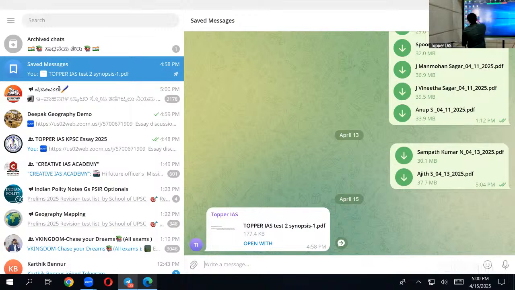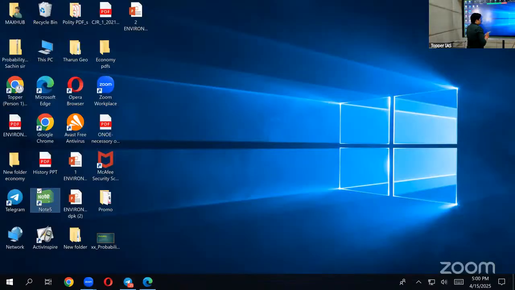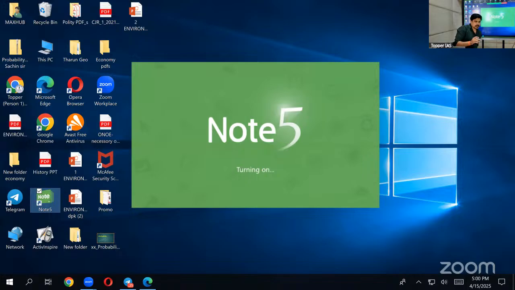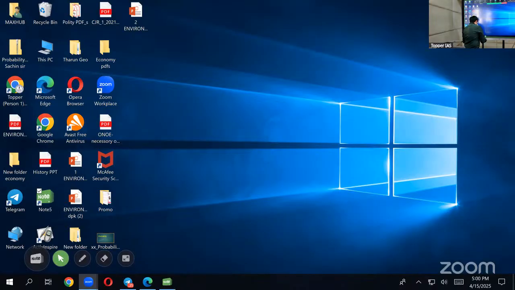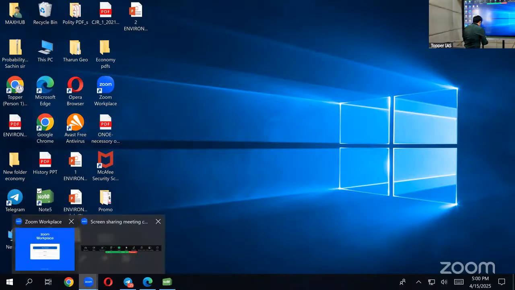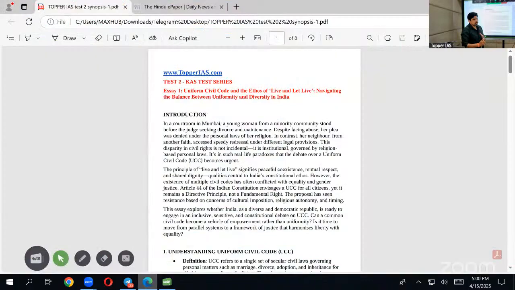Remember, in any essay, there is no hard and fast rule that you must write the same content, whatever is being given in the synopsis or whatever we say. But one thing to remember: in an essay, the way you interpret the topic matters a lot. Interpretation should be perfect. And the way you write the introduction, body, and conclusion matters a lot.